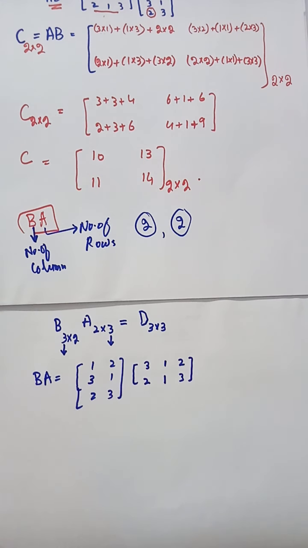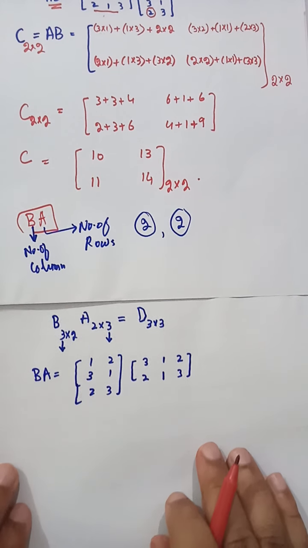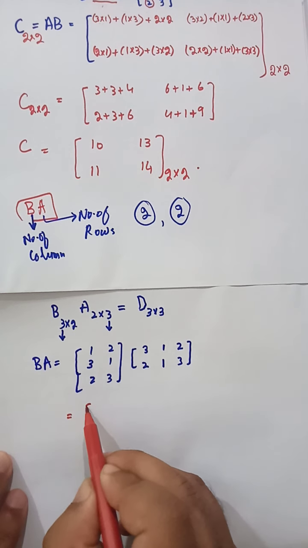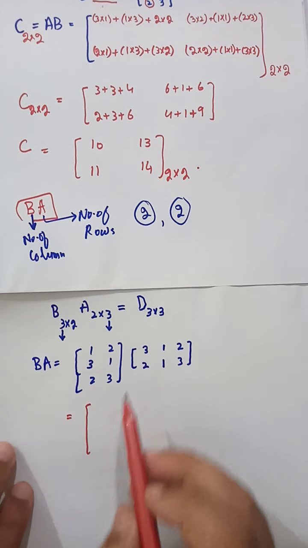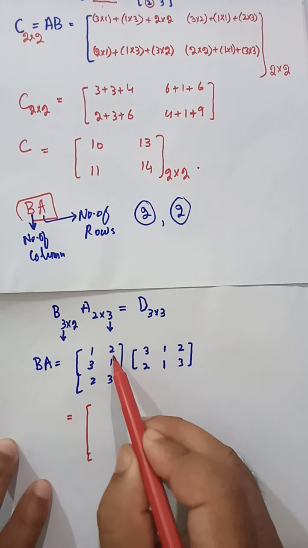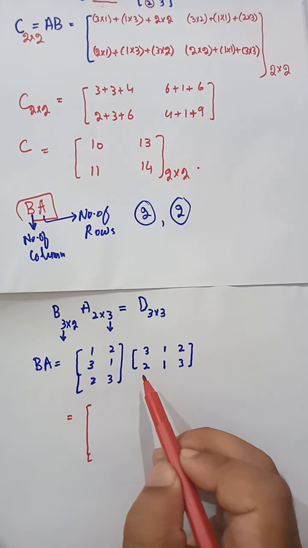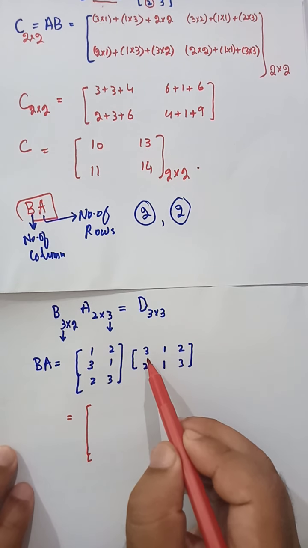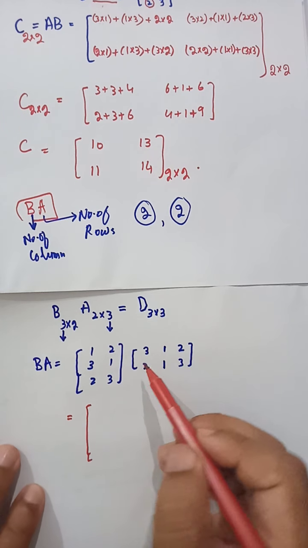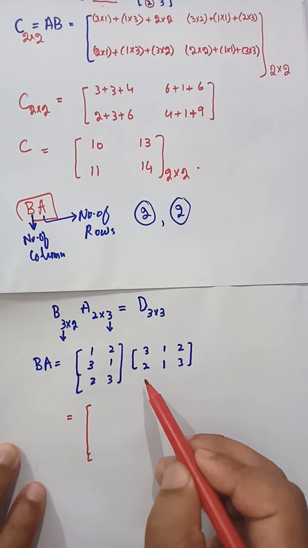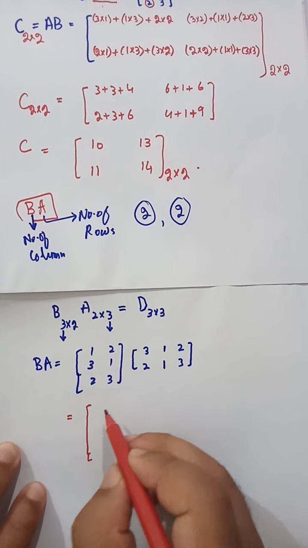So the procedure is the same. You will multiply the first row with the first column. So 1 will be multiplied with 3, and 2 will be multiplied with 2, because 1 is the first element of the first row and 3 is the first element of the first column, and 2 is the second element of the first row and 2 is the second element of the first column, and there must be an addition.